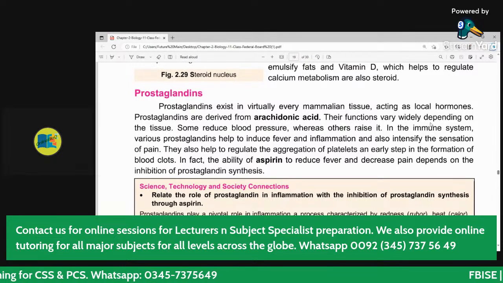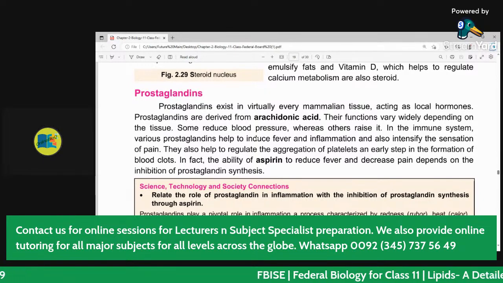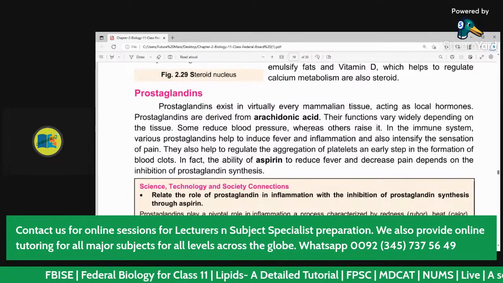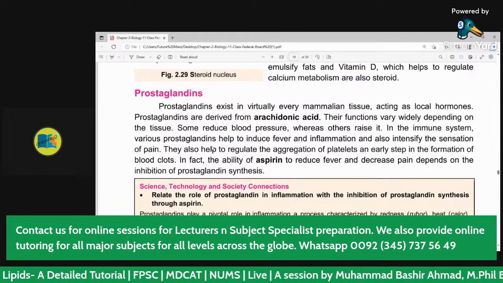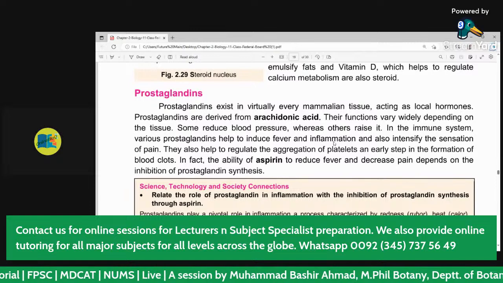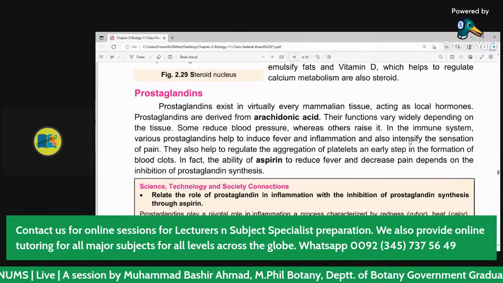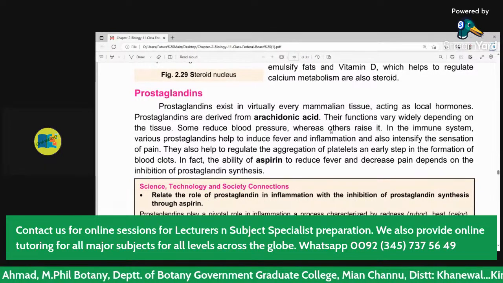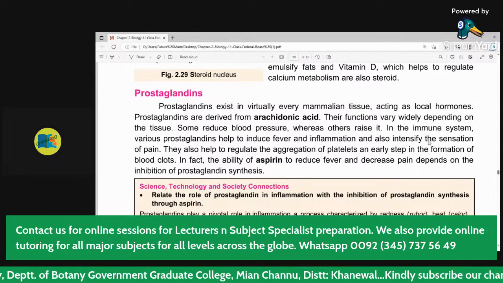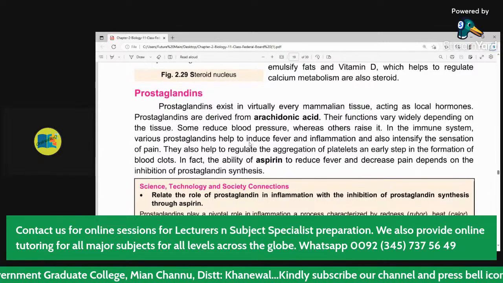Their functions vary widely depending on the tissue. Some reduce blood pressure, whereas others raise it. In the immune system, various prostaglandins help to induce fever and inflammation, and also intensify the sensation of pain.